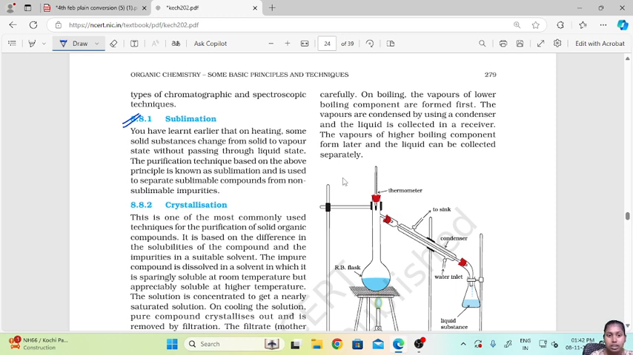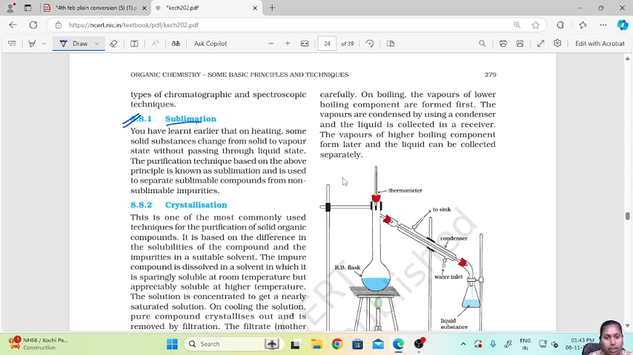You have learned earlier that on heating, some solid substances change from solid to vapor state without passing through the liquid state. Now what is sublimation? Sublimation is the technique by which you convert your solid into gas without converting it into a liquid. A simple example is camphor. Before burning it, it is a solid tablet. The moment you burn it, it will convert from solid to a vapor, a gas, without converting into liquid. So that is what sublimation is.